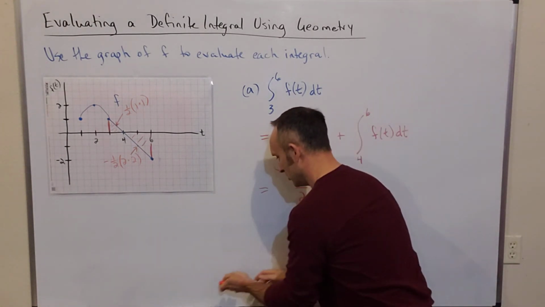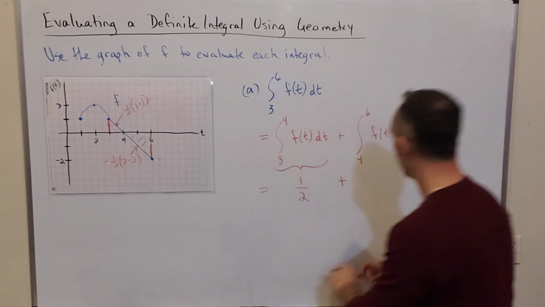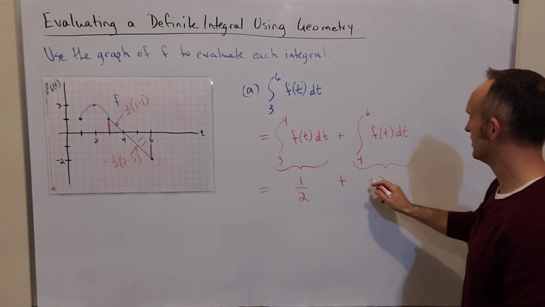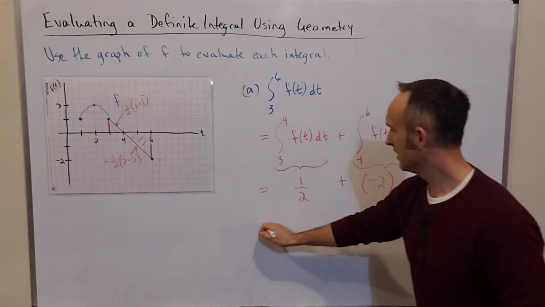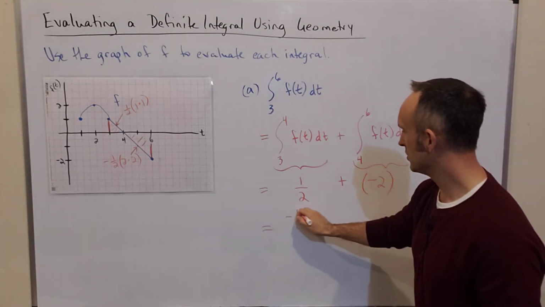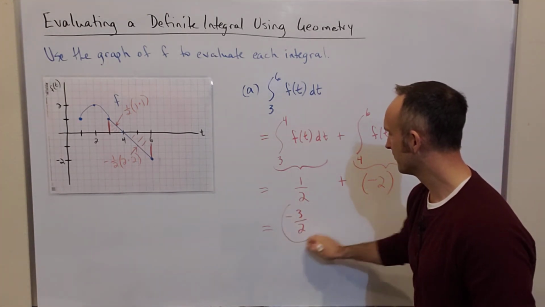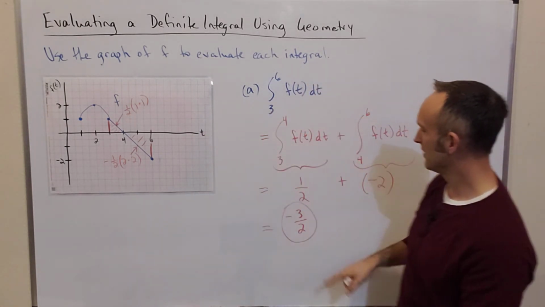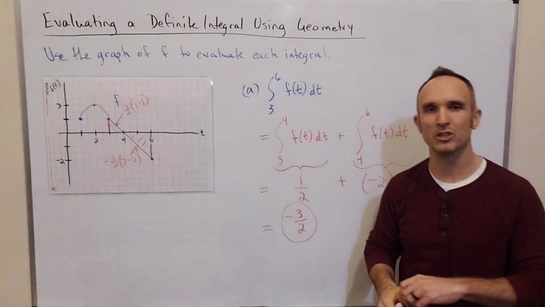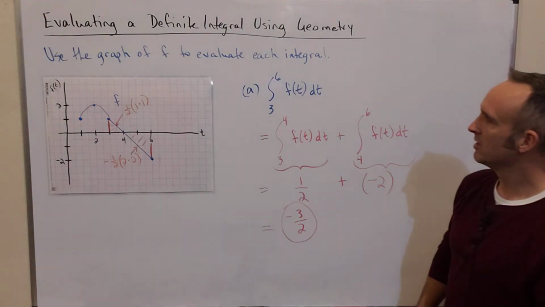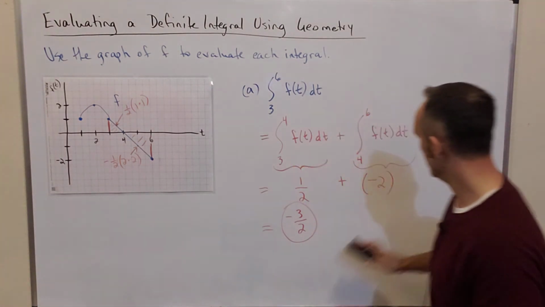So that integral here is the negative area, -2. And so added together, we get 1/2 minus 2, which is -3/2. So this integral from 3 to 6 of that function is -3/2. So you can see how it outputs a number that represents area. Okay? So that's the first integral we will do.